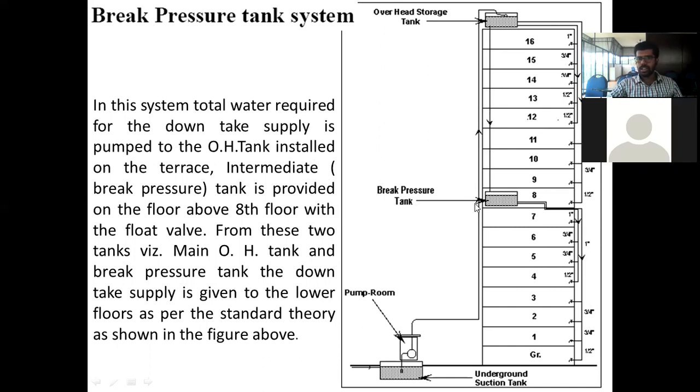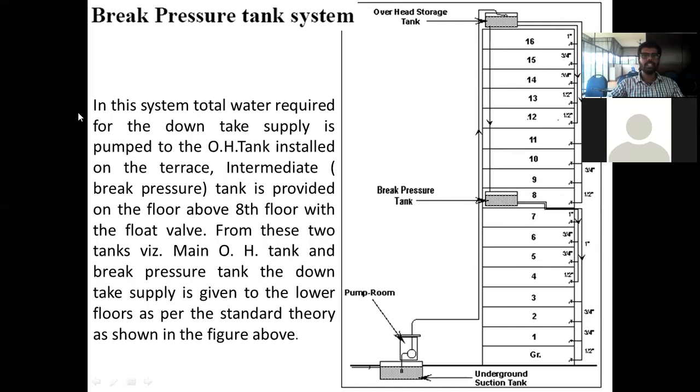Okay, so this is called a brake pressure system. If it's a 16-story building, you don't want to use any pressure reducer valves. Not only that, the pressure will not exceed more than 80 feet if you are keeping a brake pressure tank, because only if it is more than 80 feet do you have to be concerned about the pressure. So you have to keep another tank on the 8th floor. From this tank, you can give it to the individual 4 floors.